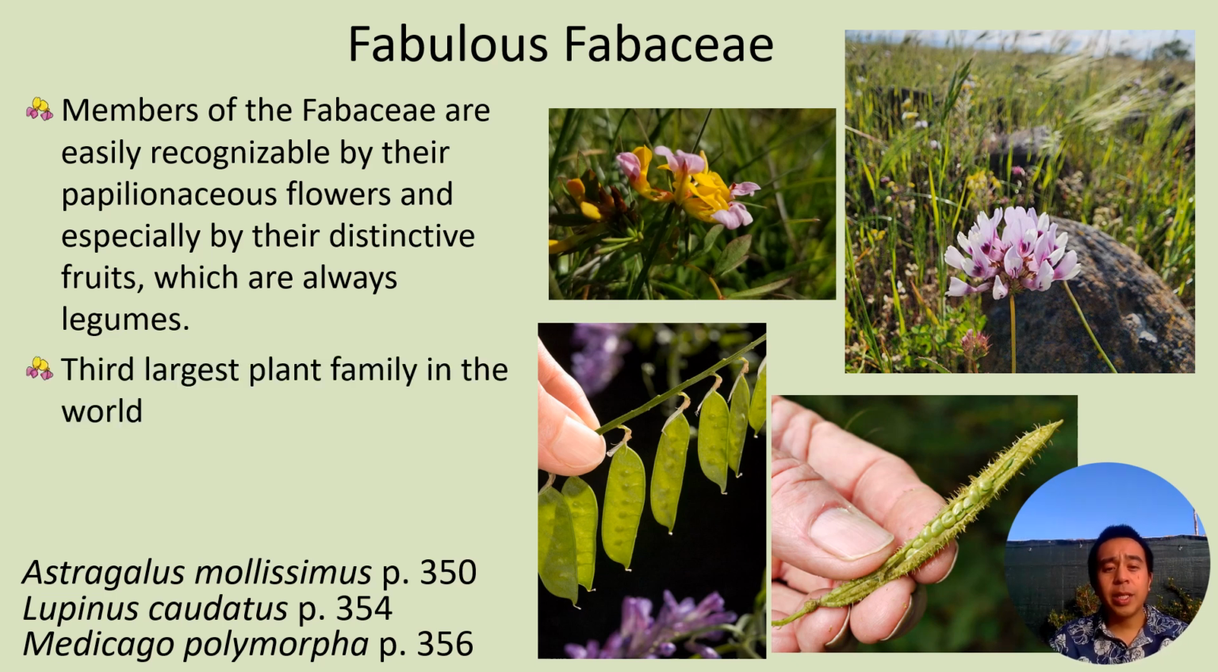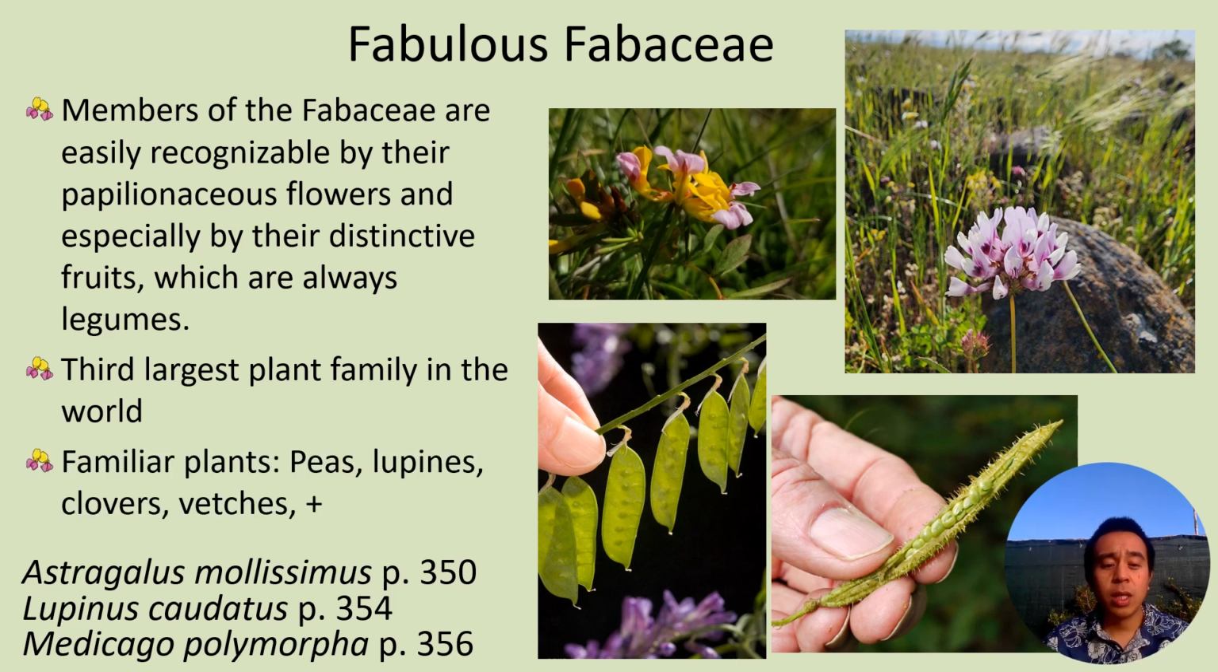The Fabaceae family, or the pea family, is the third largest plant family in the world and includes a lot of common and familiar plants you may know, like peas, lupins, clovers, vetches, and more. And for this week, we'll be covering Astragalus mollissimus, Lupinus caudatus, and Medicago polymorpha.